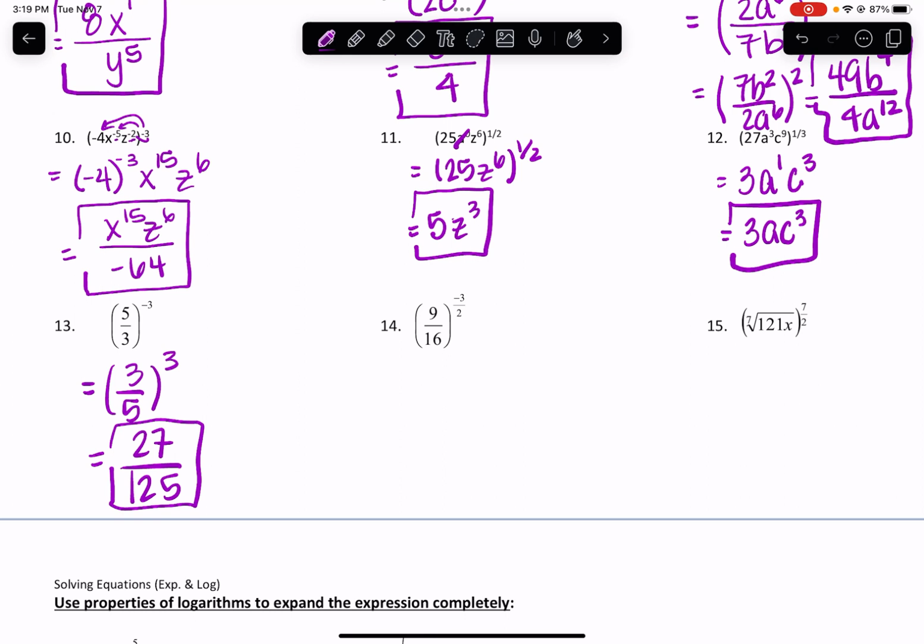This square root, well, let me back that up. Let's do the reciprocal for the negative. So I have 16 over 9 to the 3 halves. The denominator is your root, so to the square root. So that is 4 thirds. Raise it to the third is 64/27.